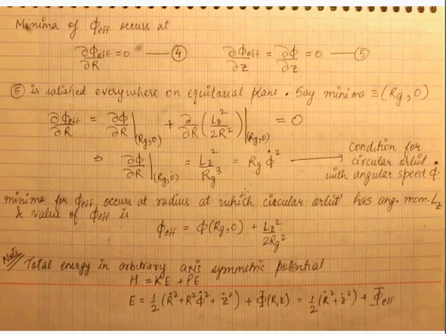That's where the minimum for phi effective occurs, and the value of phi effective is then given by phi at Rg comma 0 plus Lz square over 2 Rg square, right? So in general, you could note that the total energy in an arbitrary axisymmetric potential system, the Hamiltonian, is given by kinetic energy plus potential energy, which is energy equals half of the kinetic energy in cylindrical coordinates plus the potential energy.